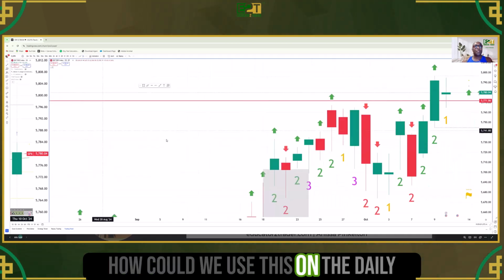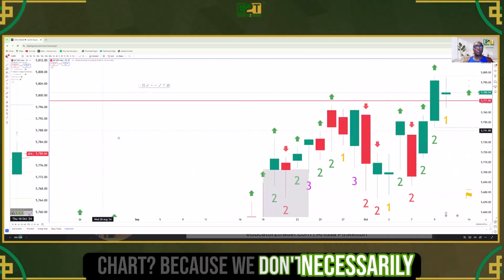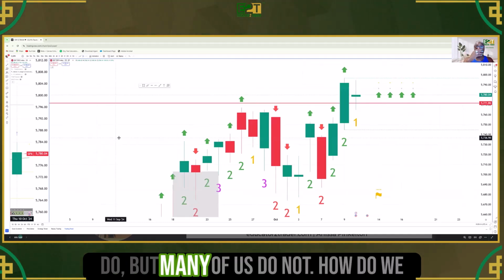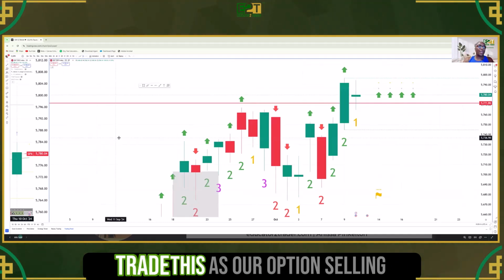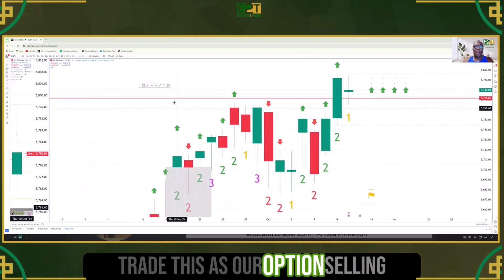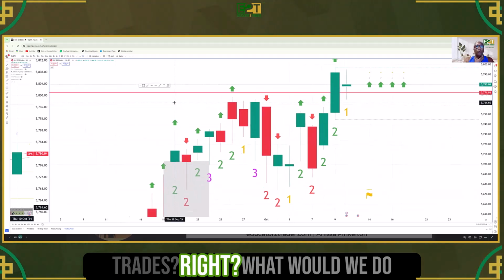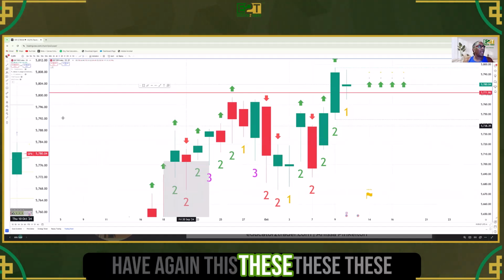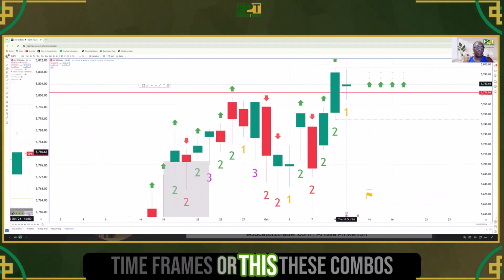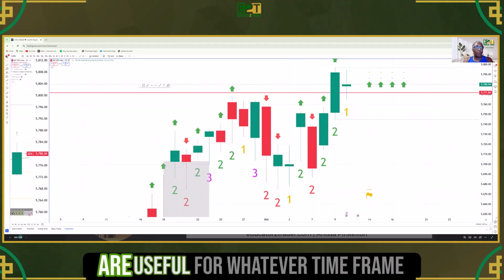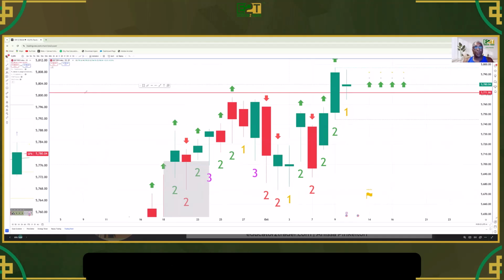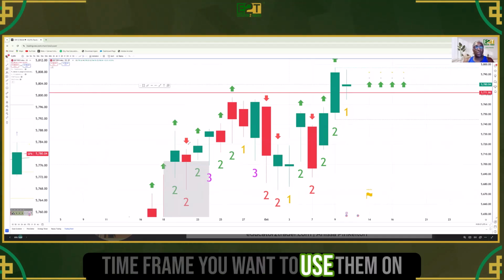How could we use this on the daily chart? Because we don't necessarily trade day trades. Some of us do, but many of us do not. How do we trade this as our option selling trades, right? What would we do there? So here we have, again, these time frames or these combos are useful for whatever time frame you want to use them on.